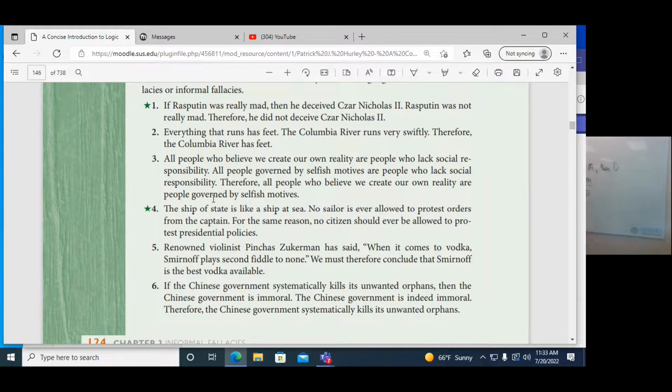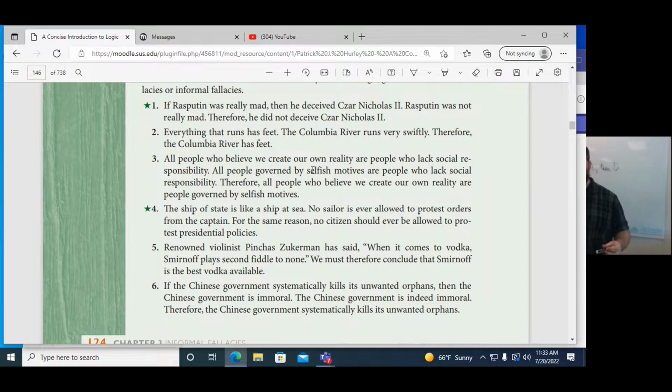Now, number two, I do love number two a lot, right? Everything that runs has feet. Okay, that makes sense to me, right? We're going to say the Mississippi River because on campus in the BR, we're right on the bluff. We're right next to the Mississippi. So let's just change that just for fun. So everything that runs has feet. The Mississippi runs very swiftly. Therefore, the Mississippi River has feet.